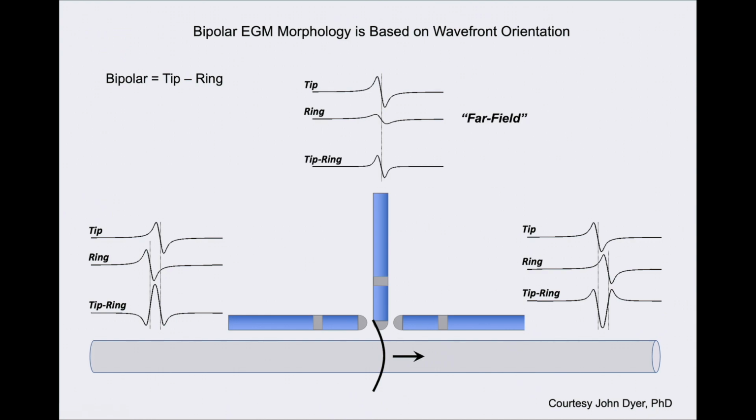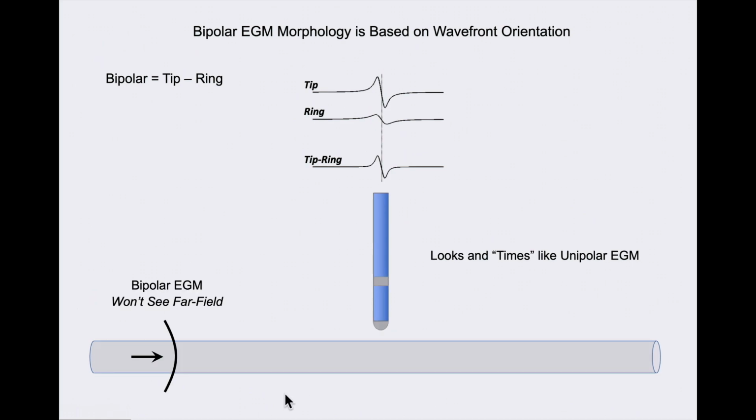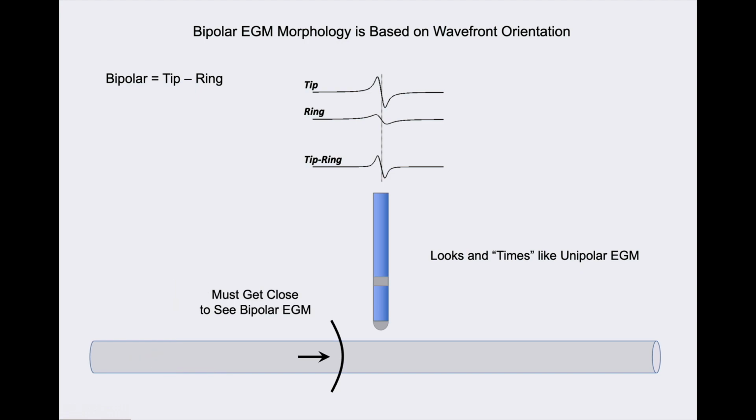So when we subtract the small or low amplitude signal from the second electrode from the tip electrode, we get a bipolar electrogram that looks somewhat like the distal unipolar electrogram. And this electrogram looks and times like a unipolar electrogram. But because it's a bipolar electrogram, it won't see far field. It will have to get very close to the electrode to generate any sort of signal. So it has a very small recording range.